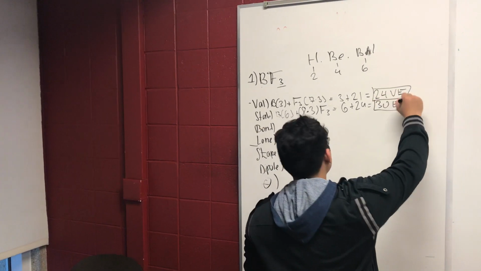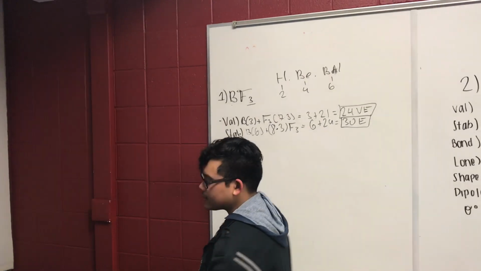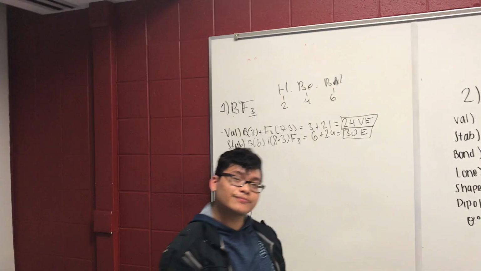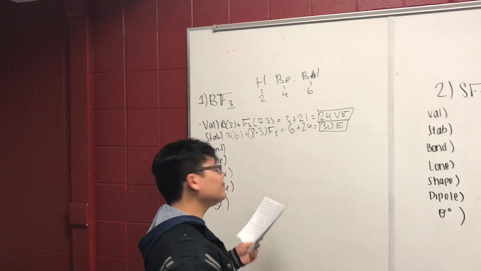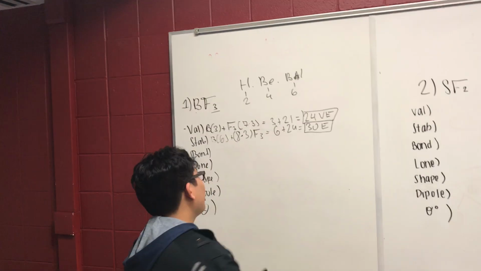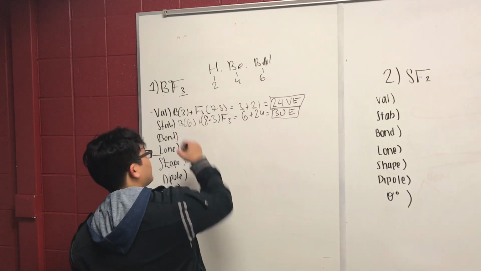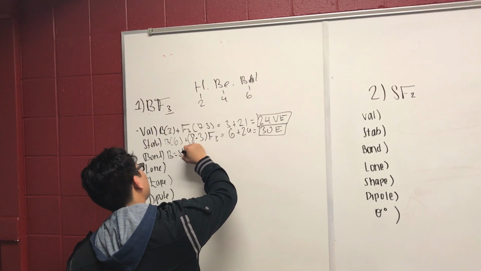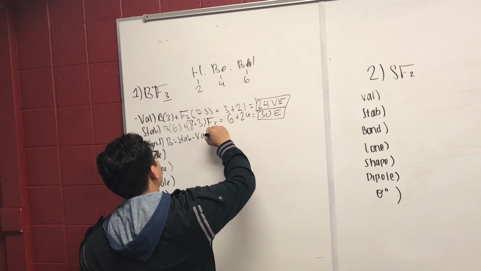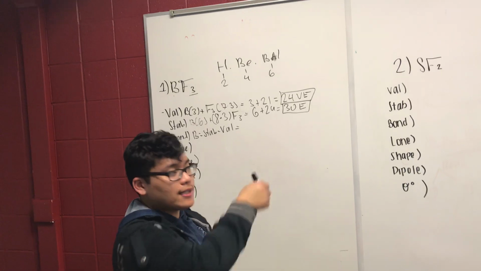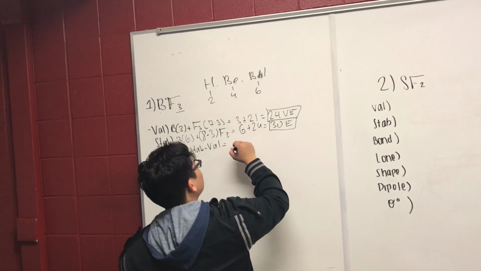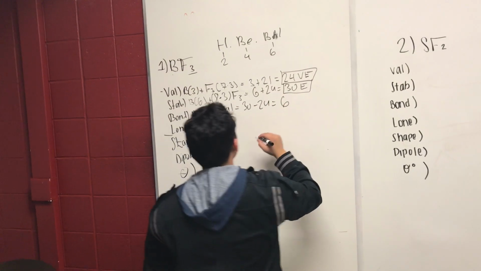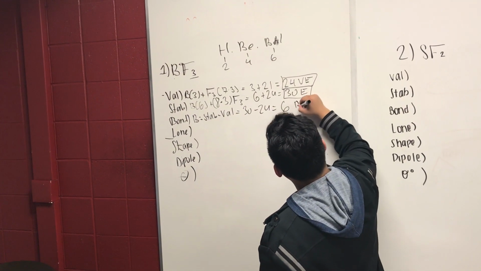Perfect. So now we gotta do bond. I don't remember the bond equation. So I think it's stab minus val. Perfect. Like Cassidy said, bond is stab minus val. I cannot stress enough, memorize this. So stab, which is 30 minus 24, is going to be 6. 6 bonding pairs. BP.